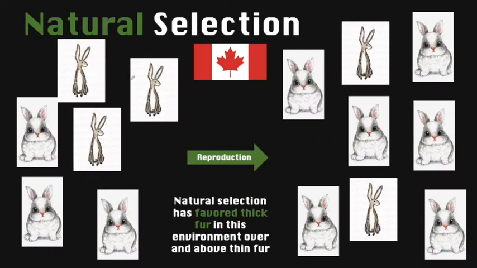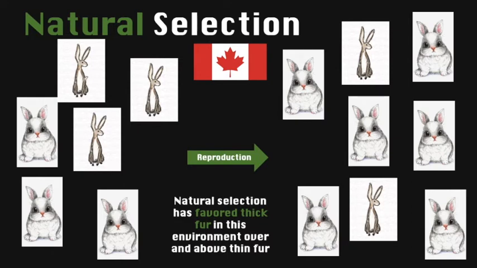So here's another example. Let's say that we're in a cold environment like Canada. And let's say that we have two different types of rabbits. We have rabbits with thick fur and we have rabbits with thin fur, and we have equal amounts of both. So in our initial population here, we have equal amounts of thick-furred rabbits and thin-furred rabbits.